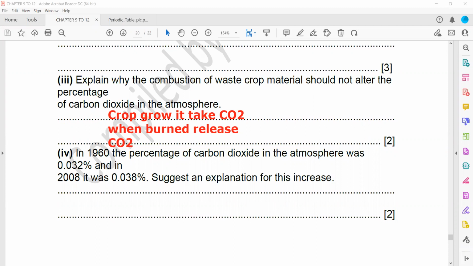So you can mention the use of fossil fuel or deforestation leads to an increase in the amount of carbon dioxide in our atmosphere.